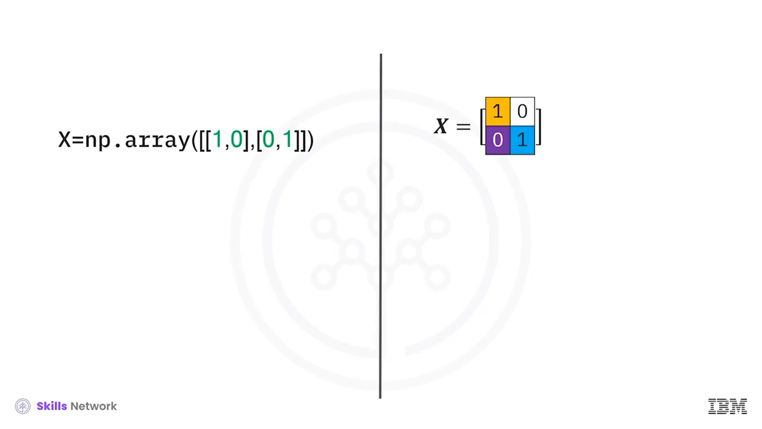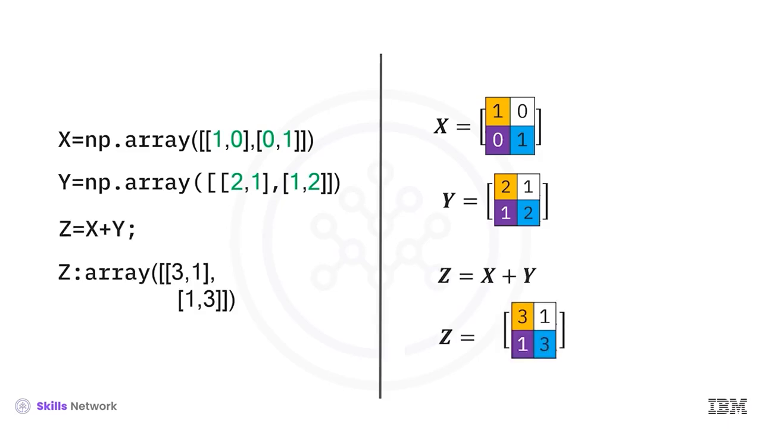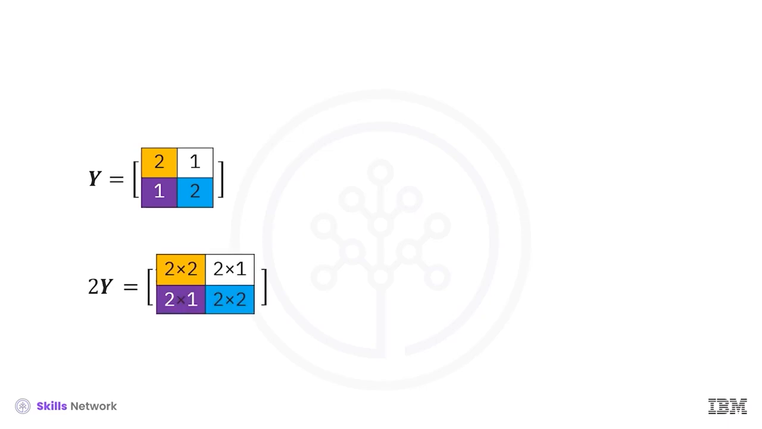To add 2 arrays in NumPy, we define the array, in this case X. Then we define the second array Y. We add the arrays. The result is identical to matrix addition. Multiplying a NumPy array by a scalar is identical to multiplying a matrix by a scalar. Consider the matrix Y. If we multiply the matrix by the scalar 2, we simply multiply every element in the matrix by 2. The result is a new matrix of the same size where each element is multiplied by 2.